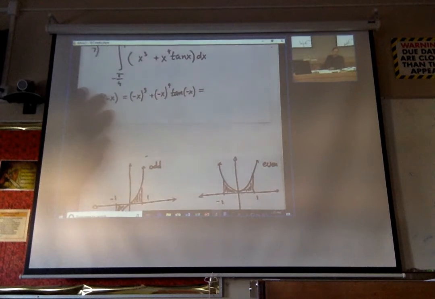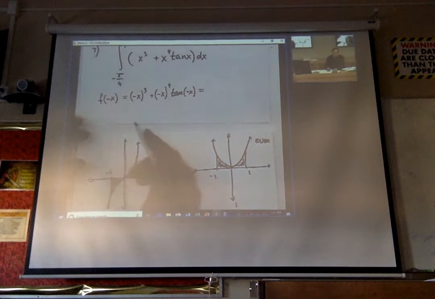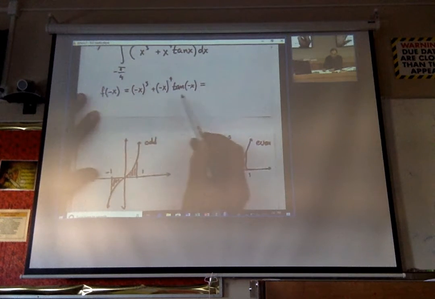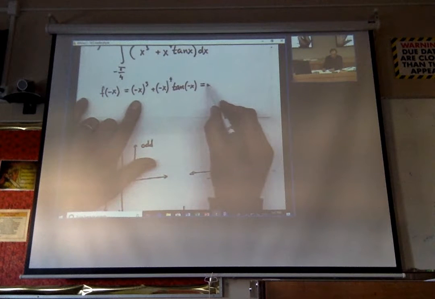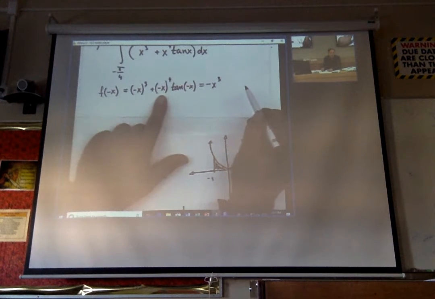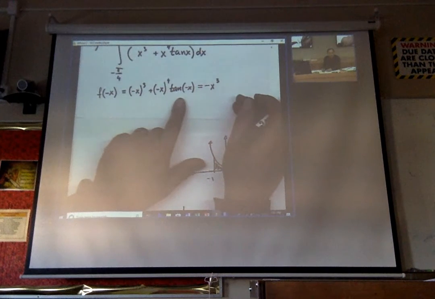Again, I will not give you credit if you just put 0 without explanation. And you cannot say the function is odd because I'm going to ask you, how do you know? If you say, well, I looked at the calculator, that doesn't count. You really have to prove that the function is odd. So this is how we do it. This will be what? Negative x cubed. Negative x to the 4th is just x to the 4th. But what is tangent of negative x? Negative tangent of x.